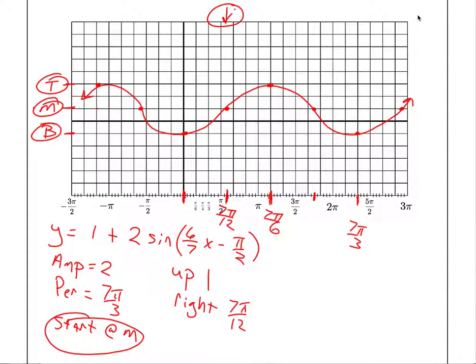What's her question, Brady? How'd you get 7 pi over 12? This one? Yeah. I did pi over 2. You always take this times the reciprocal of this. So when I multiply those together, I get 7 pi over 12. Any other questions?